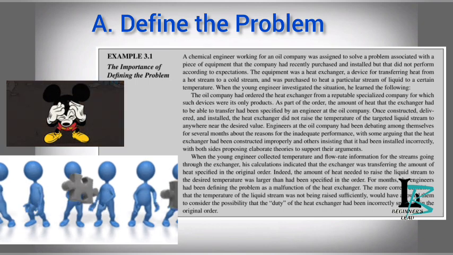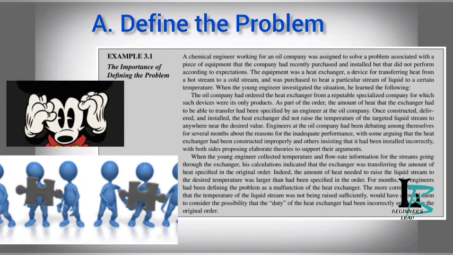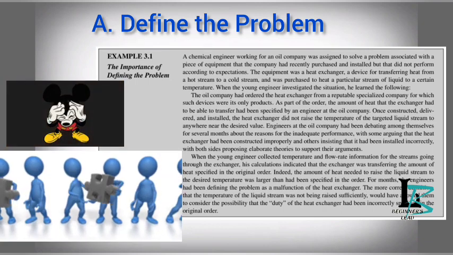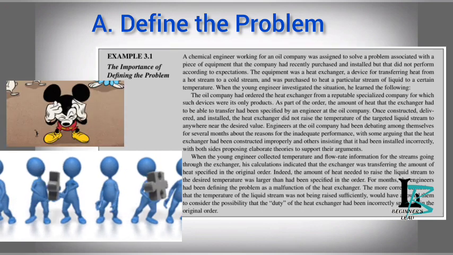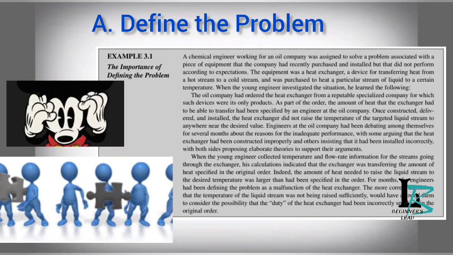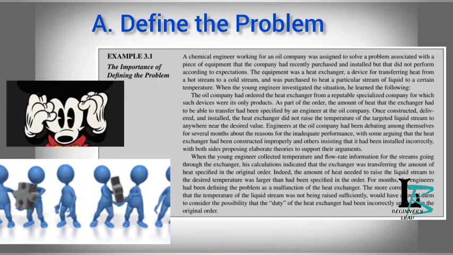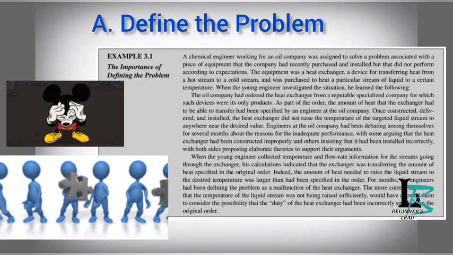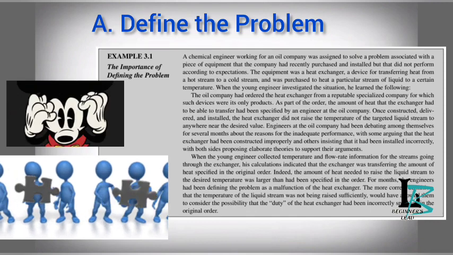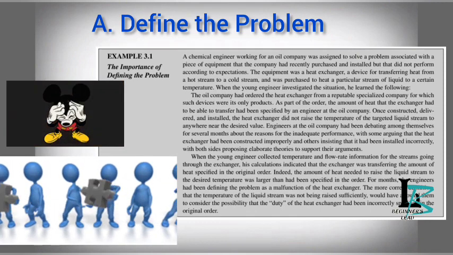Let us now look into Example 3.1. Here, an oil company had ordered a heat exchanger from a very reputable company. It was then constructed, delivered and installed. The heat exchanger did not give the result as required or expected. So the engineers defined the problem as a malfunction of the heat exchanger.